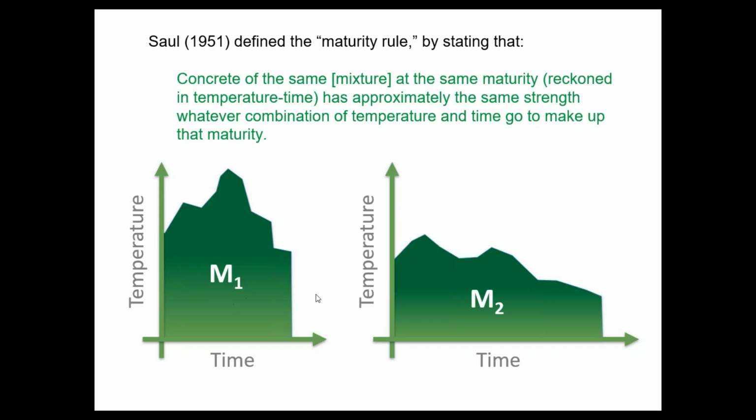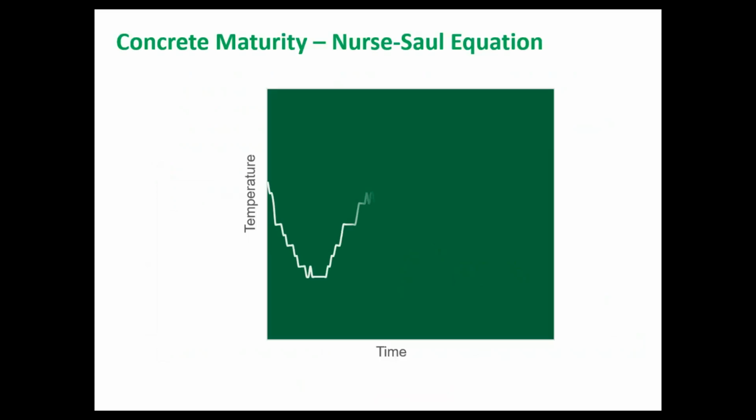That's shown in the graph beneath. I'm showing two graphs where concrete temperature is experiencing different profiles, but in both situations the maturity index is the same, and that means that the strength will be the same. So that's the basic concept of maturity.